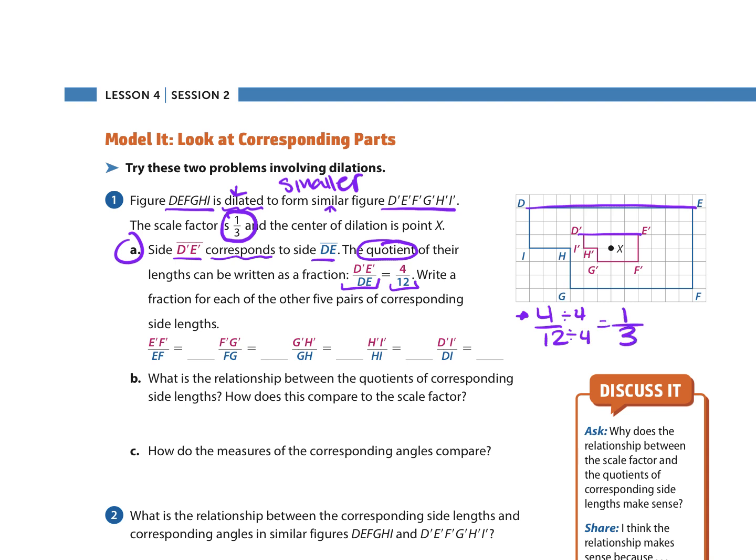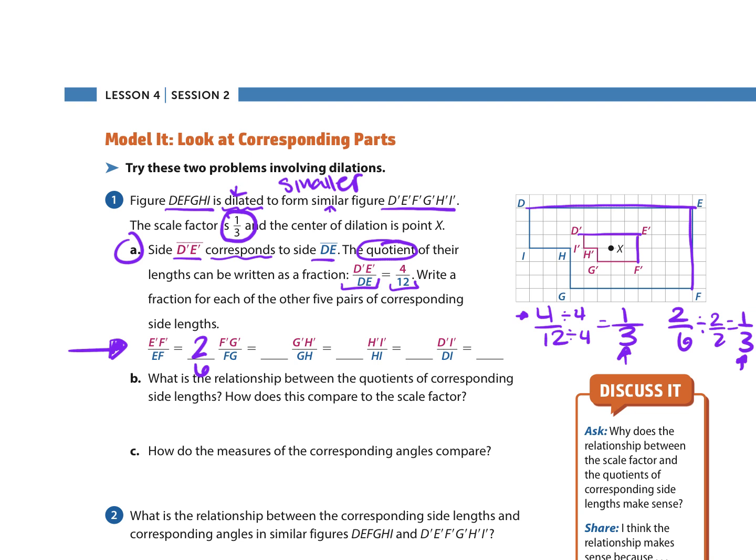This means if all of these side lengths are proportional, every single fraction has to reduce to 1/3. If not, it's not proportional and the shapes aren't similar. So let's continue. Here, they've told us all the different side lengths that we need to compare. So moving on to E'F', that's 2, and EF is 6. I can make those smaller by dividing by 2/2. I get 1/3. So far, we're still proportional.